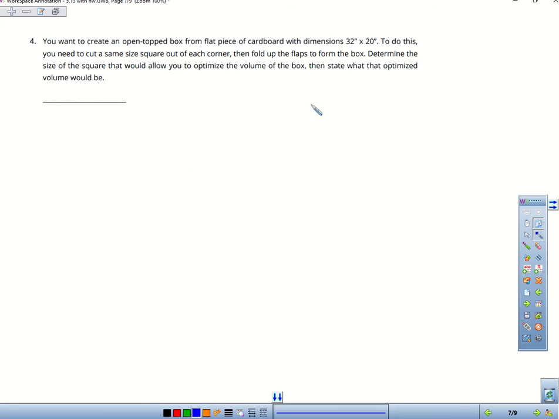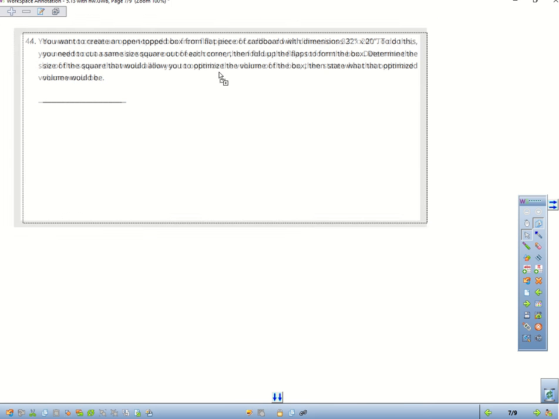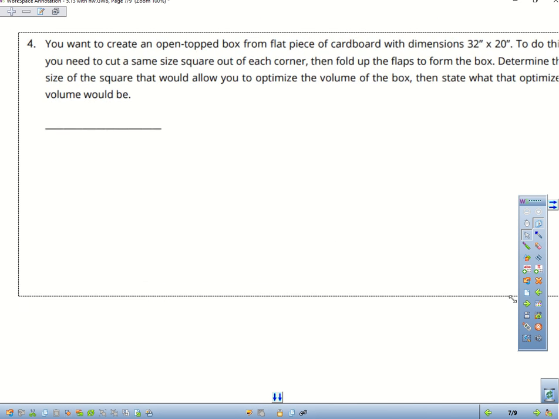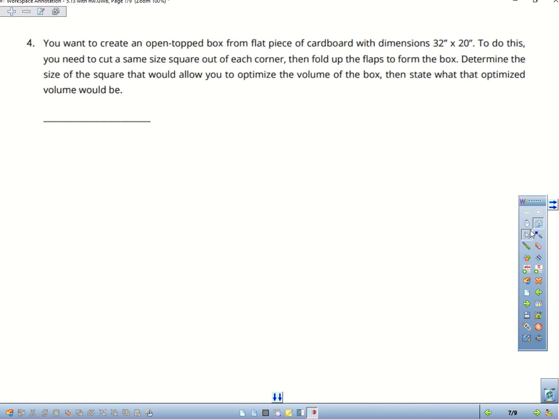So the last problem was really tripping up my last class, so I just want to kind of help you set it up. It says you want to create an open top box from a flat piece of cardboard with the dimensions 32 by 20. To do this, you need to cut the same size square out of each corner and then fold the flaps up to form a box. Determine the size of the square that would allow you to optimize the volume of the box, and then state what the optimized volume would be.